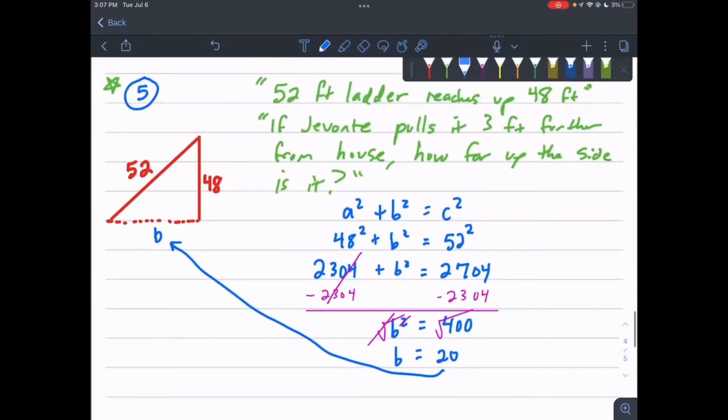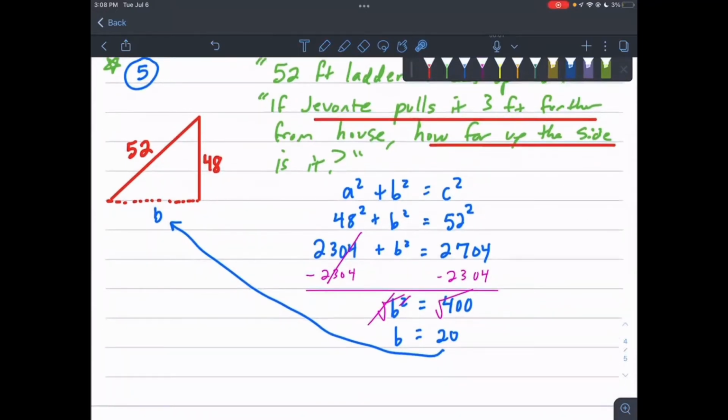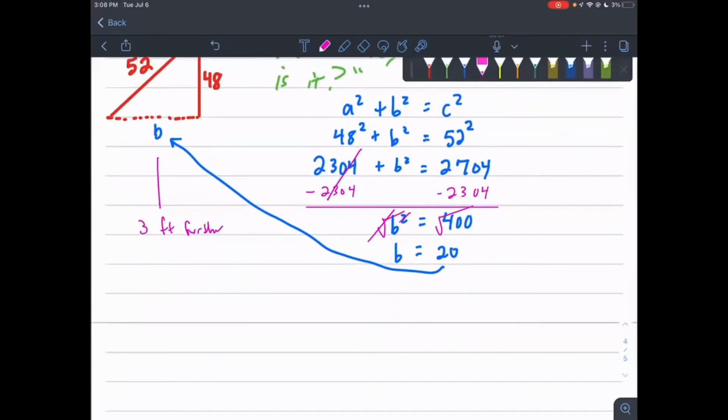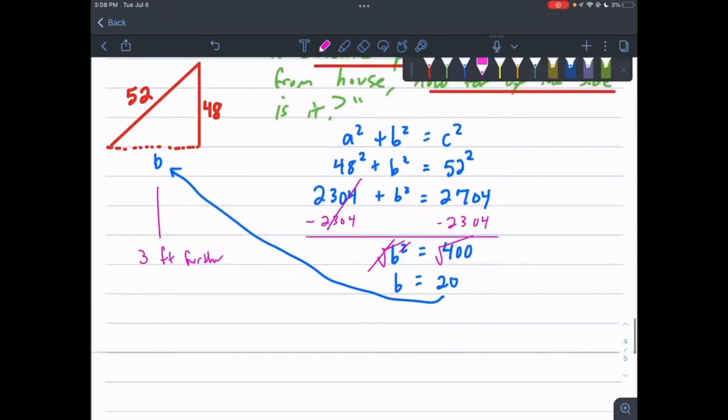It's not done yet. So it does say Javante pulls it 3 feet further from the house. So how far up the side is it? So we can't go with the 48, even though initially it was 48 feet up. We're going 3 feet further. So that 20 feet, we're going to extend that to 23 feet. So now we don't know what the 48 is now.